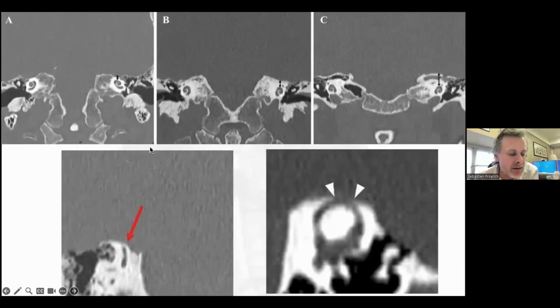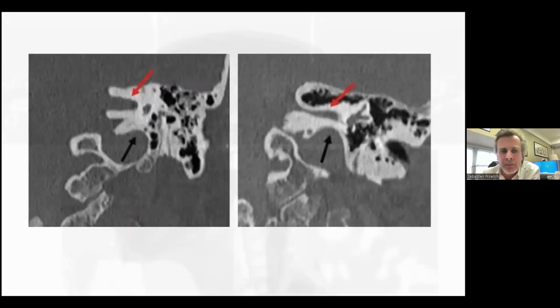I am quite focused on the depth of the cochlea, because if the cochlea is very deep, like here on the right side, it means that you can drill almost 7-8 millimeters above the cochlea. This is also what gives you the ability to go more down, but you just need to be aware that the cochlea is very deep.